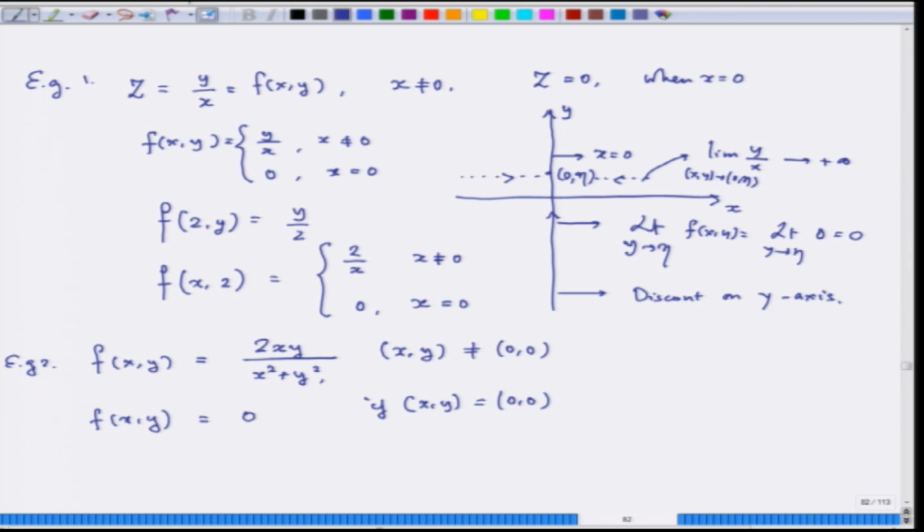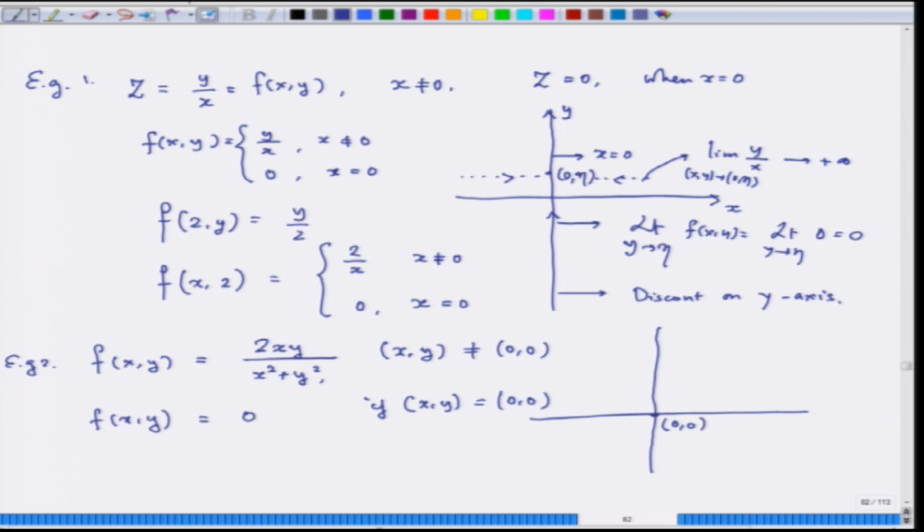So, when y is even 0, the function value is 0. So, when I fix my x and change my y, I get a continuous function, and when I fix my y and change my x, I get a continuous function. But the fact is that this function does not have continuity at the point 0 0. It does not have continuity at the point 0 0.